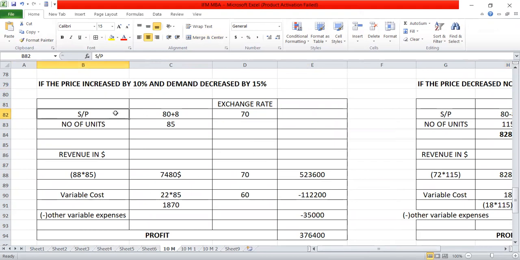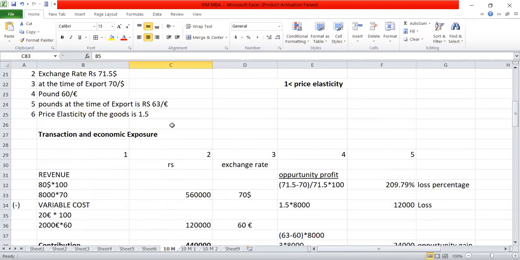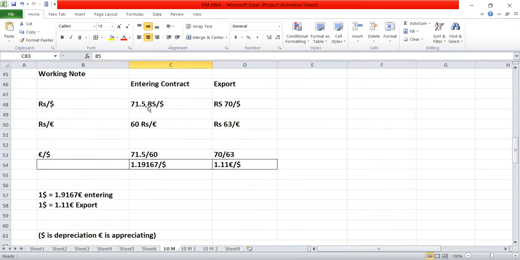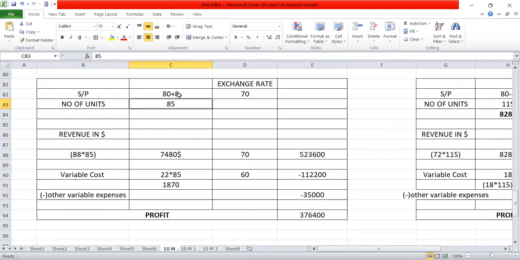Now the selling price is 80 rupees. If the price is increased by 10%, for 80, 10% means 8 rupees. So that is 88 rupees. See, if the price is increased by 10%, the 80 becomes 88. And the demand means the number of units. The number of units, actually, was 100. You can see in the question, 100 articles. See, if the price is increased, obviously the quantity demanded will decrease. So the same thing is reflected here. So 88, and the demand actually was 100.